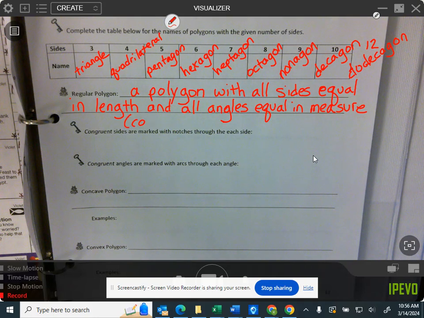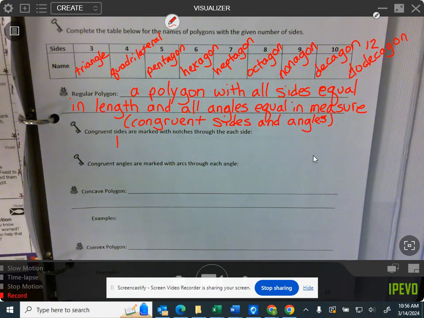So another way of saying that would be congruent sides and angles. So when we were talking about the four-sided polygon, and Dom said a square would be a regular quadrilateral because all sides are equal, all angles are equal. So it's a quadrilateral, but it's a special kind of quadrilateral that's called a regular quadrilateral.